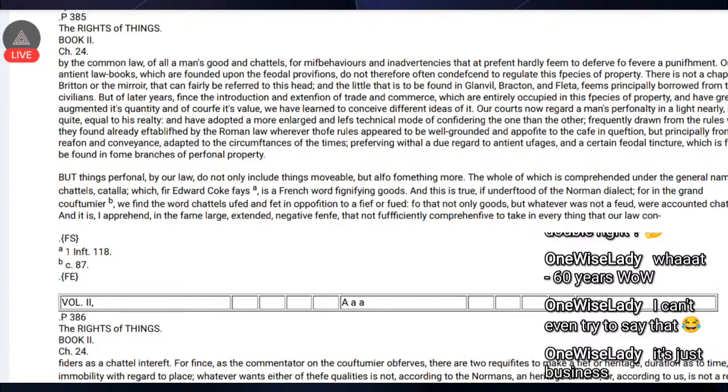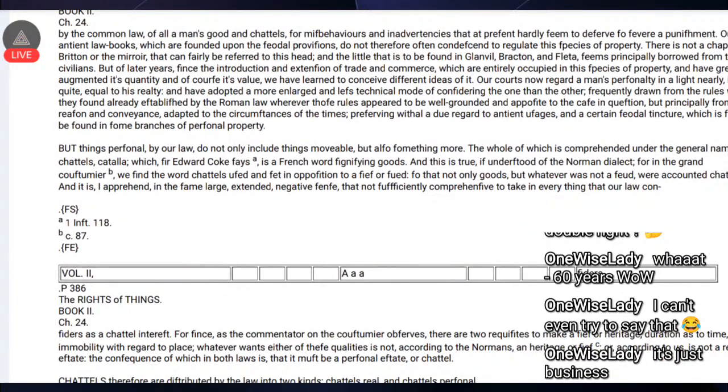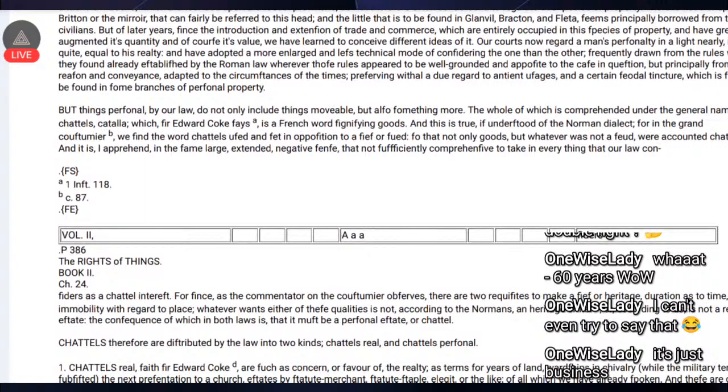Our courts now regard a man's personality in a light nearly, if not quite, equal to his realty, and have adopted a more enlarged and less technical mode of considering the one than the other, frequently drawn from the rules which they found already established by the Roman law, wherever those rules appeared to be well grounded and apposite to the case in question, but principally from reason and convenience, adapted to the circumstances of the times, preserving withal a due regard to ancient usages and a certain feudal tincture, which is still to be found in some branches of personal property.